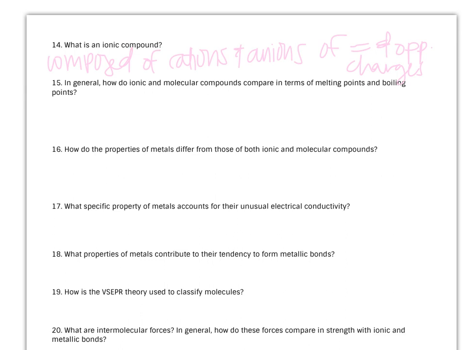Okay, it says in general, how do ionic and molecular compounds compare in terms of melting points and boiling points? So, ionic compounds typically have higher melting points and boiling points because of the stronger forces between particles.